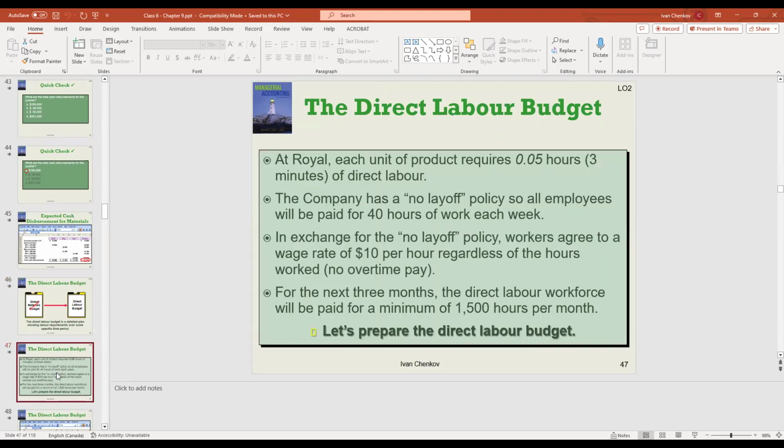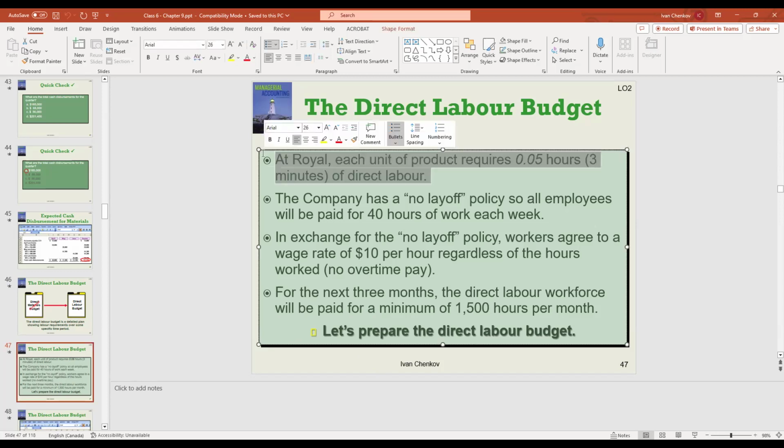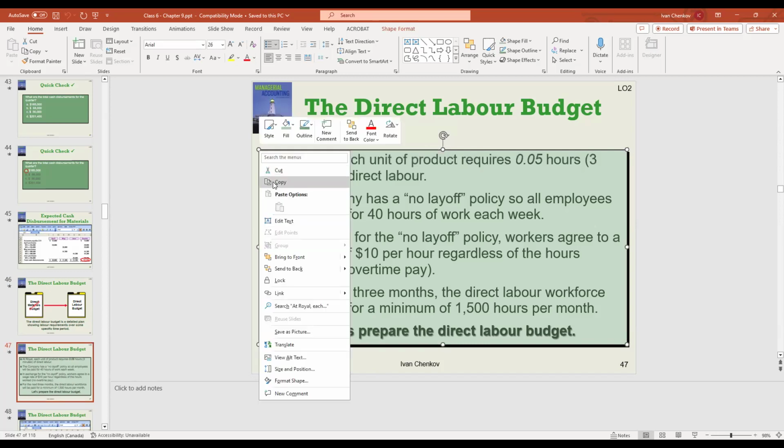First, we have to do labor. What's interesting with the labor? There's no beginning balance and no ending balance. That's the good thing. There's no requirement to keep a beginning balance or ending balance for the labor. There's nothing like that. So let's see our information. I'm going to copy this information, flip it to the Excel spreadsheet, and we're going to go to the Excel spreadsheet again.